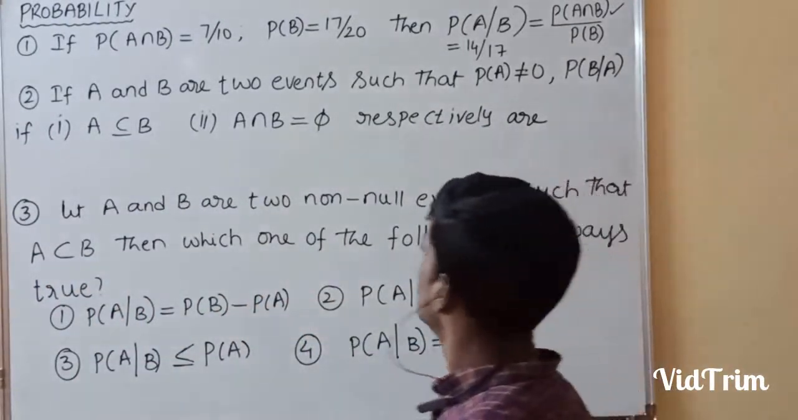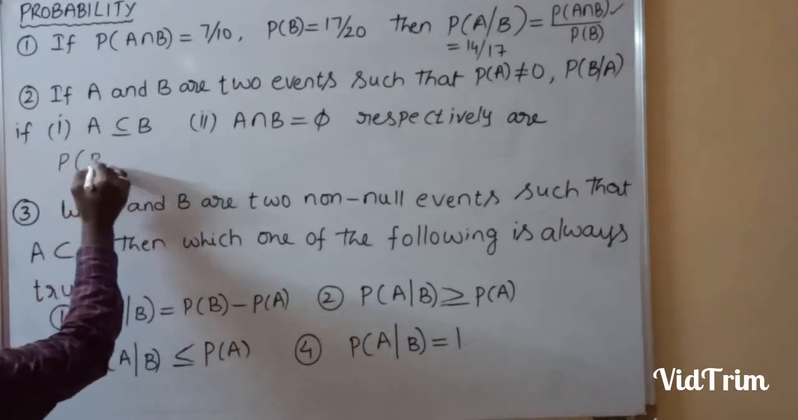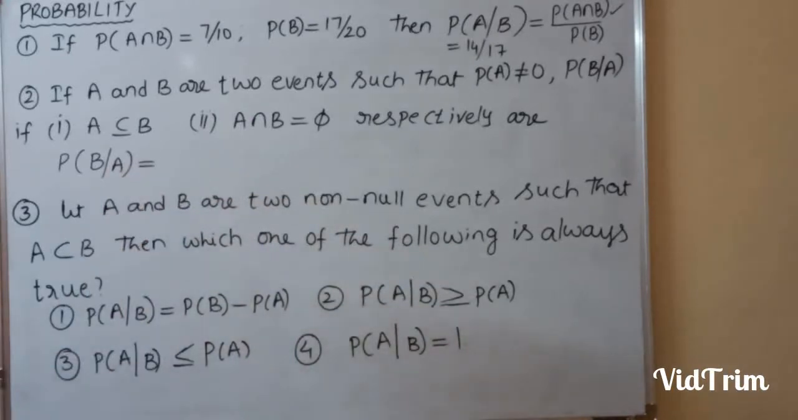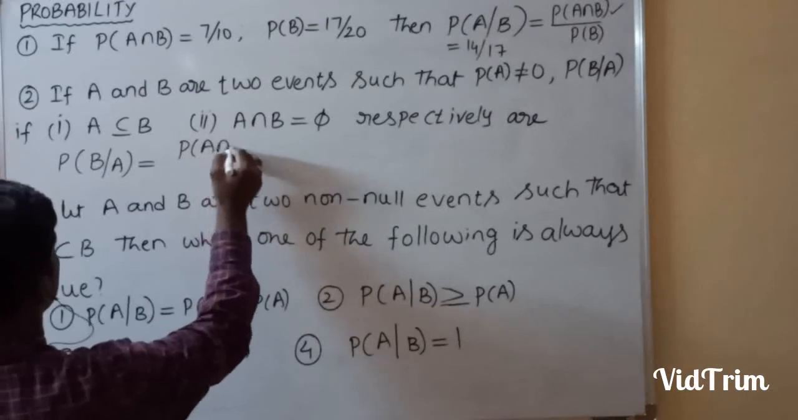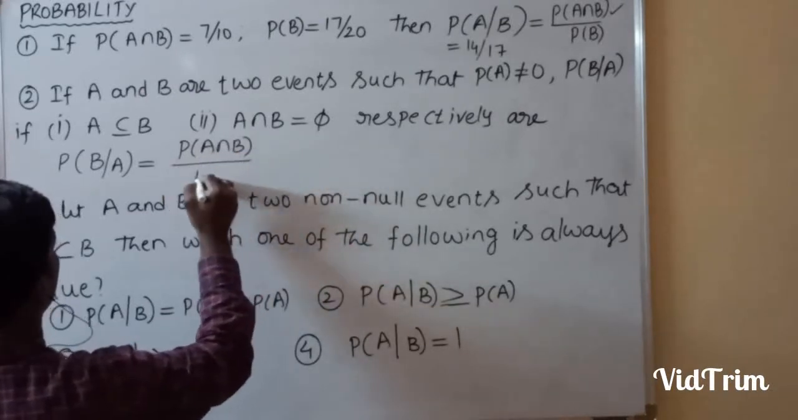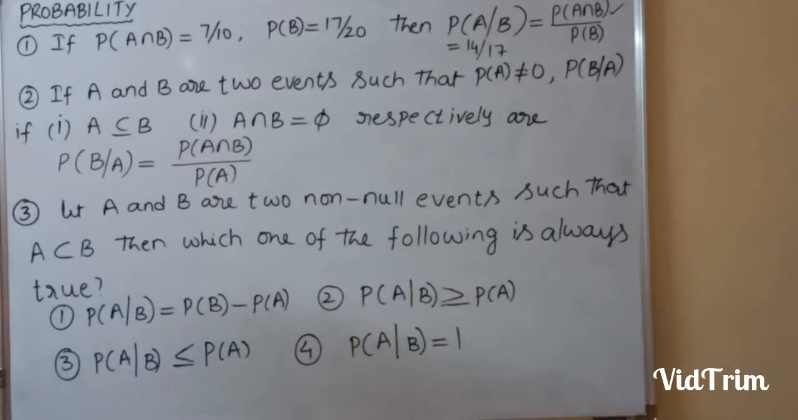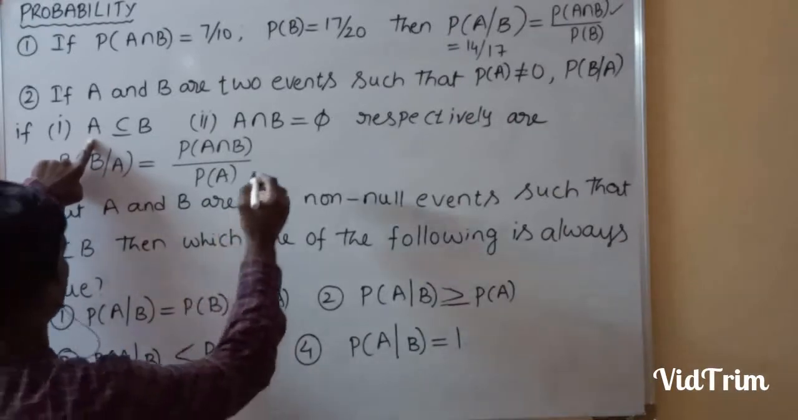First case: P of B by A is equal to P of A intersection B by P of A. That means you are finding the probability of B with respect to A. So the formula is P of A intersection B by P of A. In the first case, what will the answer be?